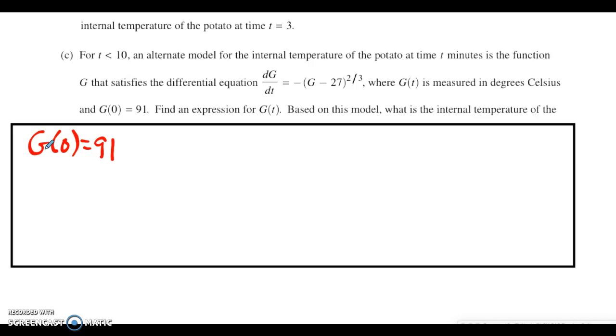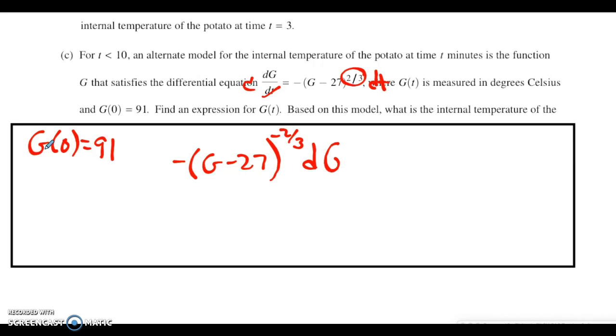So I'm getting all the G's and dG's on one side and all the t's on the other side. I'm going to do this in one step. I'm going to move dt to the other side, and then I'm going to bring this to the other side with a negative exponent. So it's going to be negative (G minus 27) to the negative 2/3 dG equals dt. So now I am ready to integrate both sides.